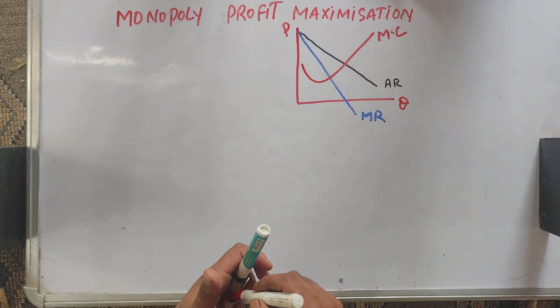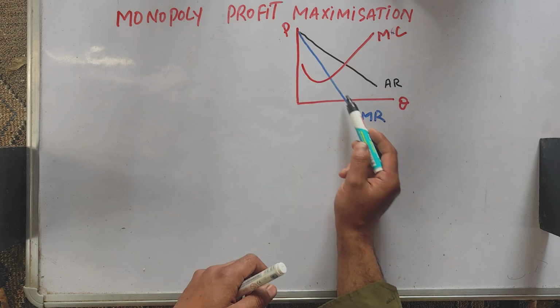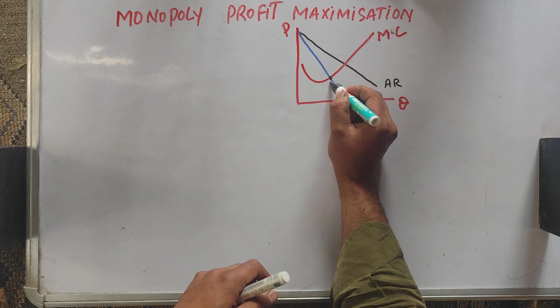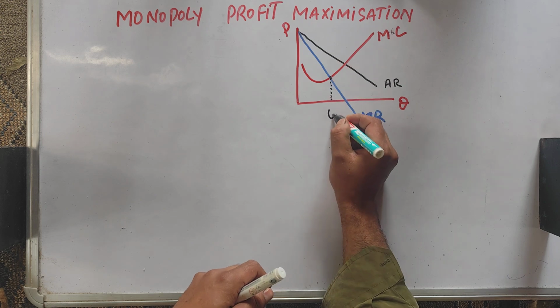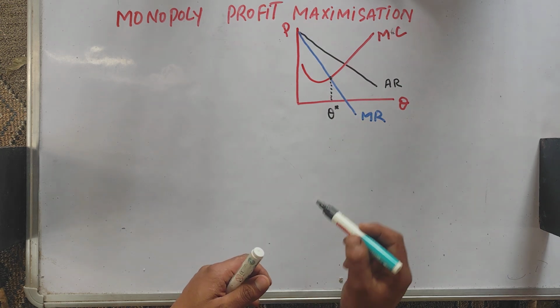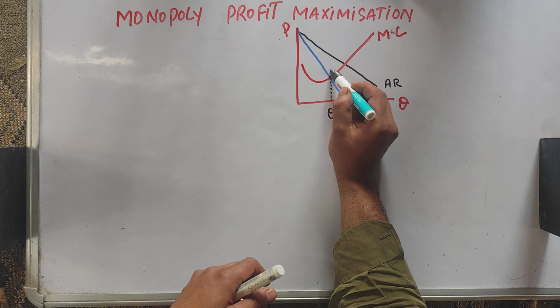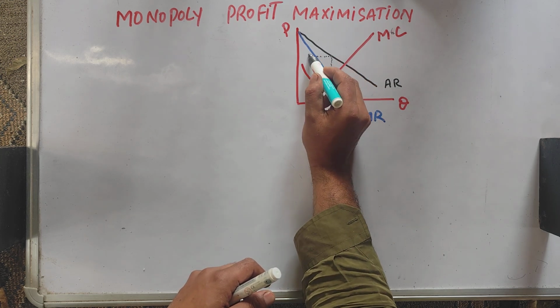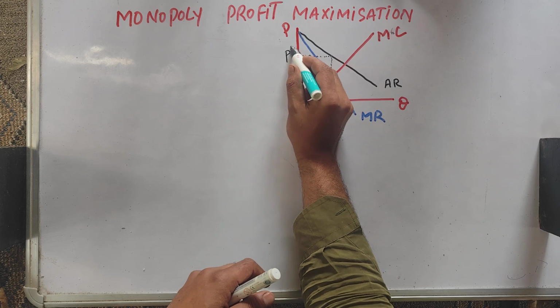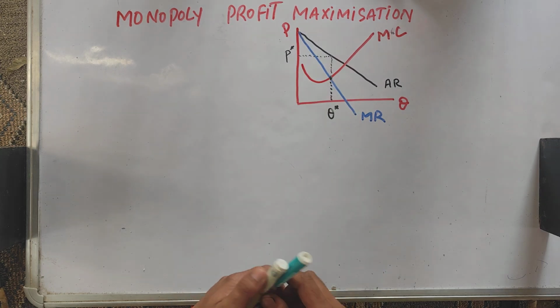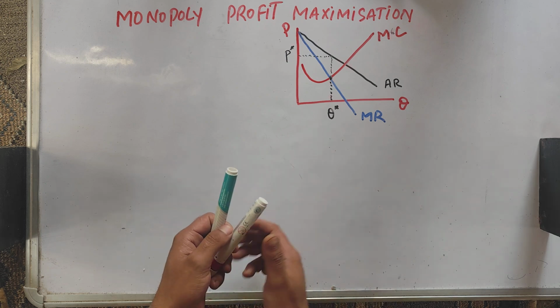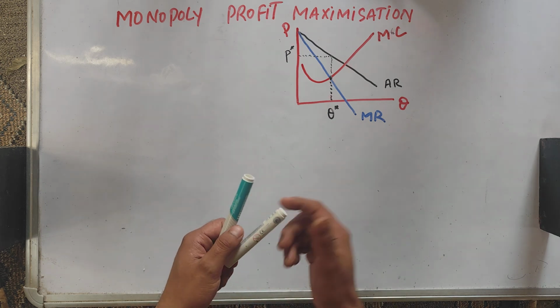Now profit will be maximized where the marginal revenue and marginal cost functions intersect each other. So this point will give us the profit maximizing quantity, and going vertically upwards from this point to the average revenue function will give us the profit maximizing price. Let us solve a numerical example to get a more detailed explanation of this.